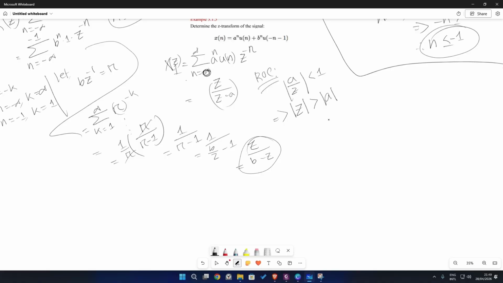There are two parts. We have to add those two parts. So how can we add? X(z) equal to z by z minus a minus or plus b minus z. So this term is also replaceable by z by z minus b.